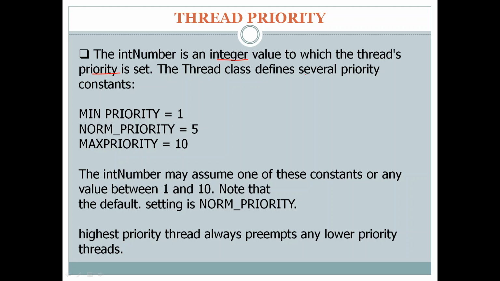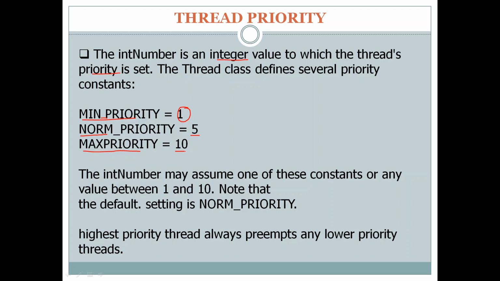The Thread class defines several priority constants. The Thread class also has certain constants which can be sent as an argument to the setPriority method. These constants are MIN_PRIORITY, again it is MIN underscore PRIORITY, remember, and the value of this is 1. Then we have a constant NORM_PRIORITY, and the value of NORM_PRIORITY is 5. We also have MAX_PRIORITY, and the value of it is 10, the maximum priority. So the value for a priority can range between 1 to 10, remember.